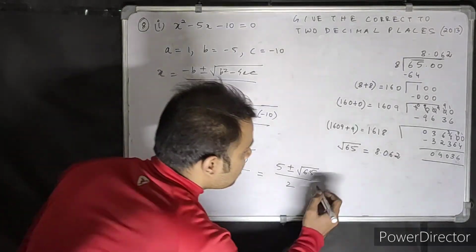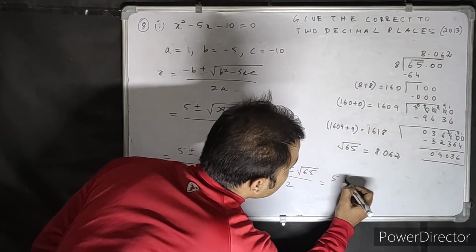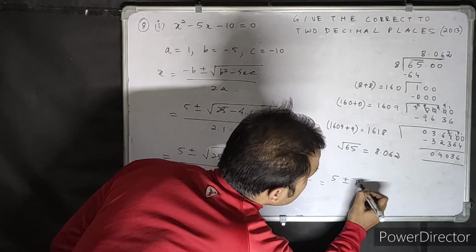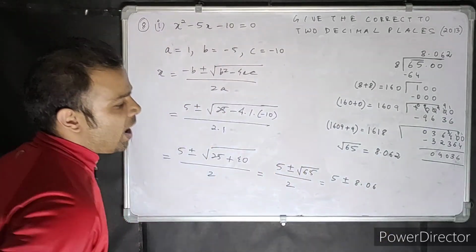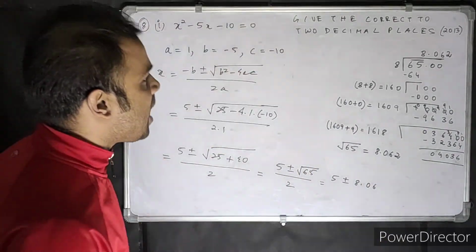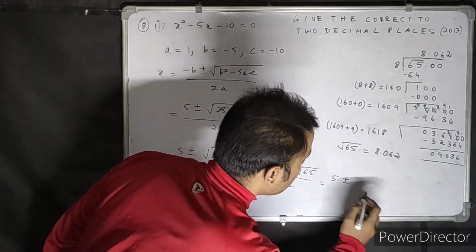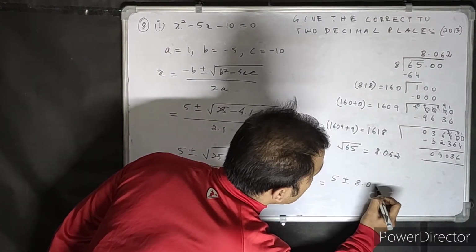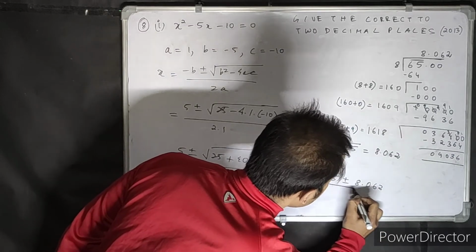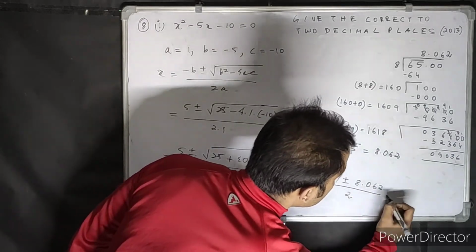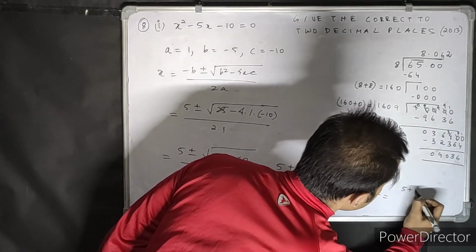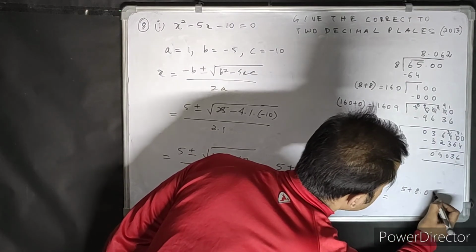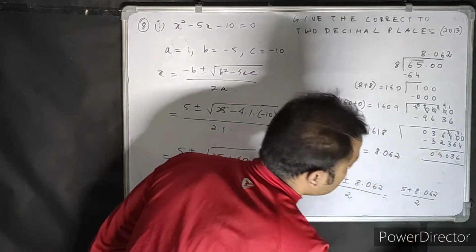Now what you do from here is very simple. 5 plus minus 8.06. Why? Give the answer to correct to 2 decimal places. Sorry. That is 8.062 whole thing divided by 2. So the first part, what you are getting? You are getting 5 plus 8.062 divided by 2. That is your first part.